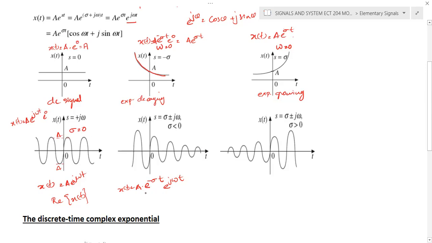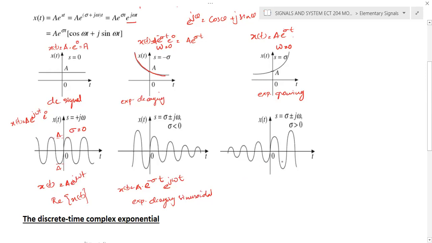Okay, so this is a sinusoidal behavior and also an exponential behavior. The sigma value is negative, so you'll get an exponentially decaying sinusoidal signal. Okay, so you can write exponentially decaying sinusoidal signal.